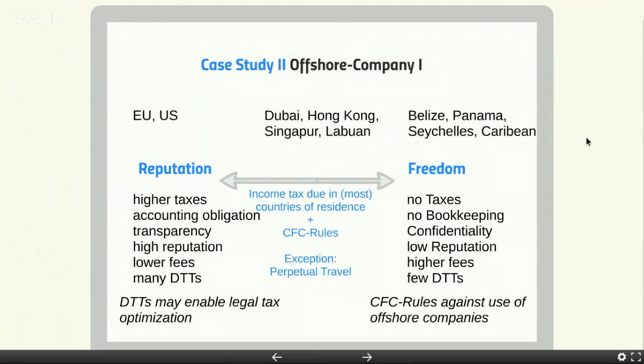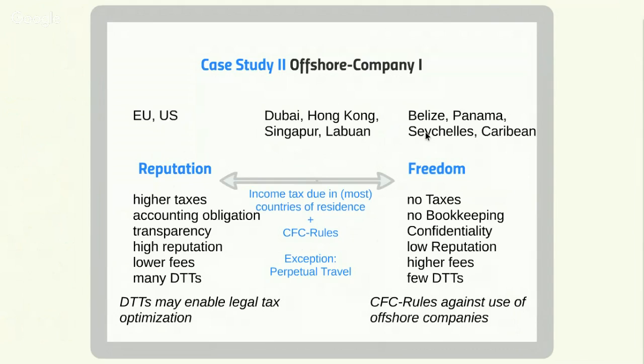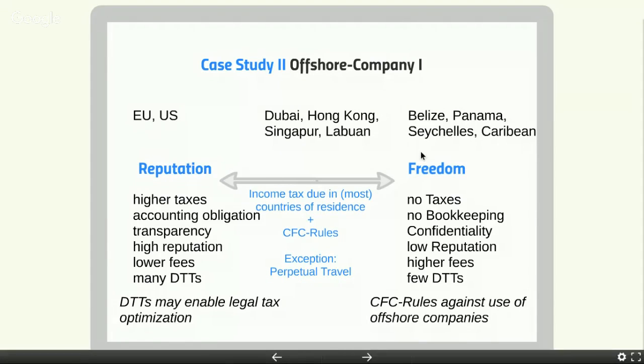Then there are states, like the typical offshore states, like Belize, Panama, Seychelles, or Caribbean islands, where you don't pay taxes at all, and where it's not that expensive to register a company, unlike in locations like Dubai or Hong Kong. But on the other hand, their reputation is quite low, and you might have problems.